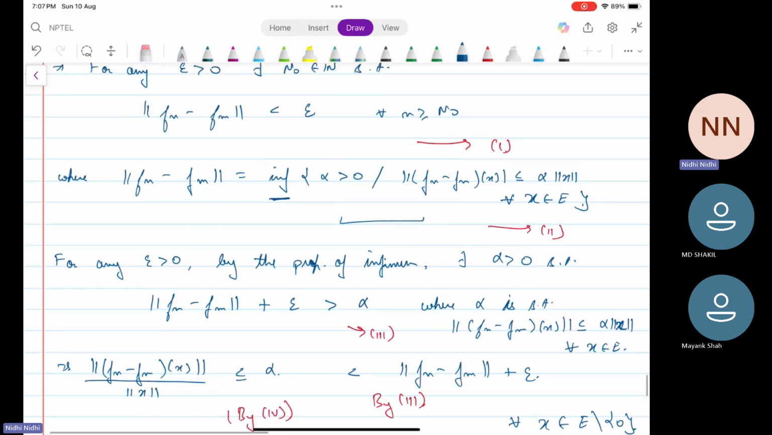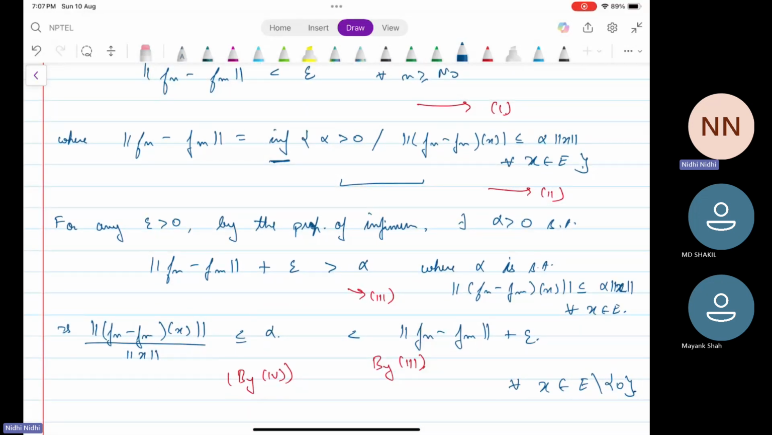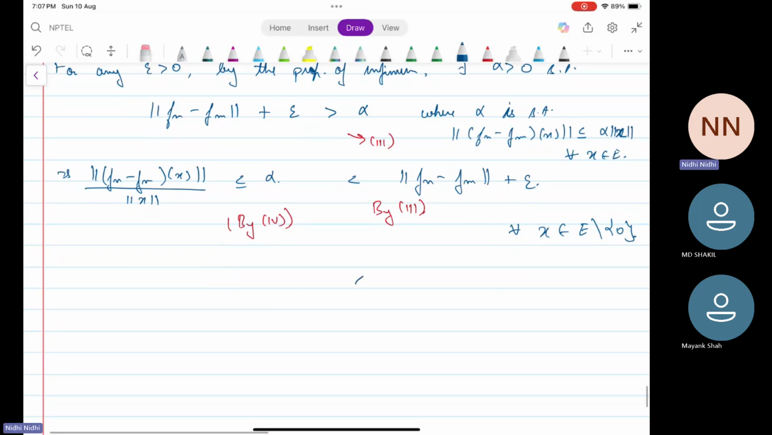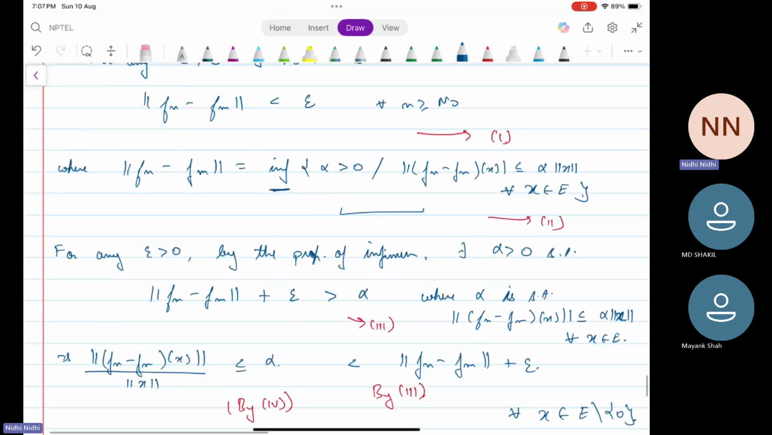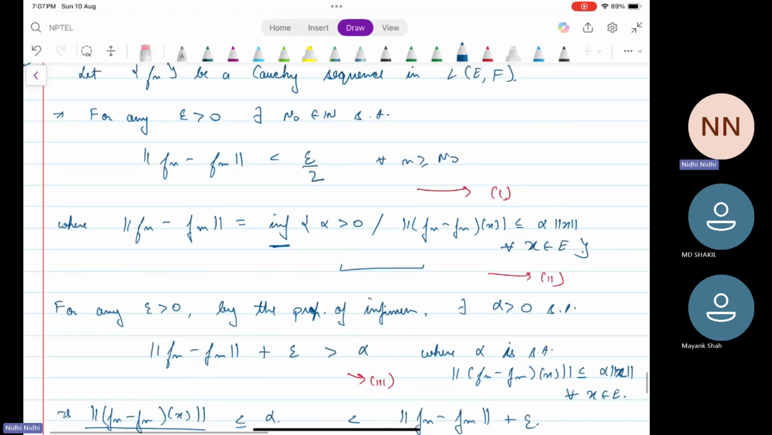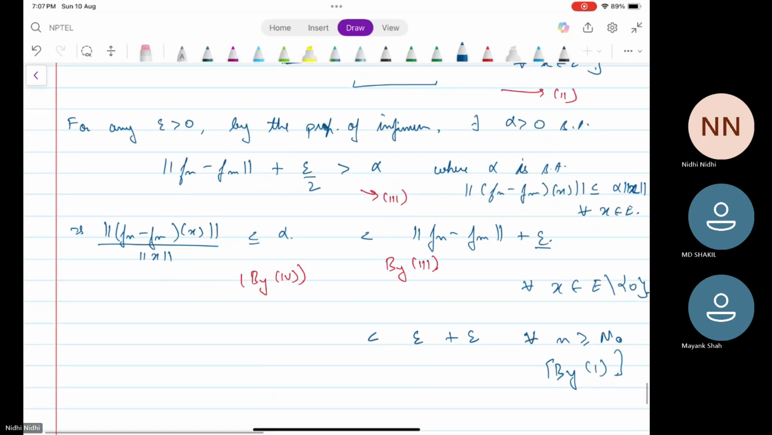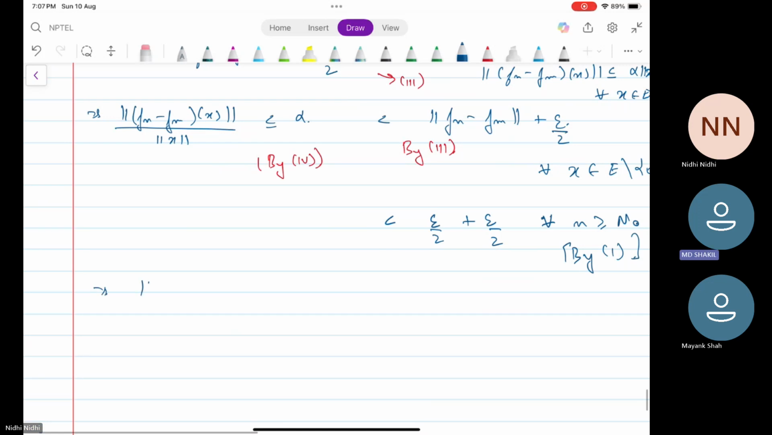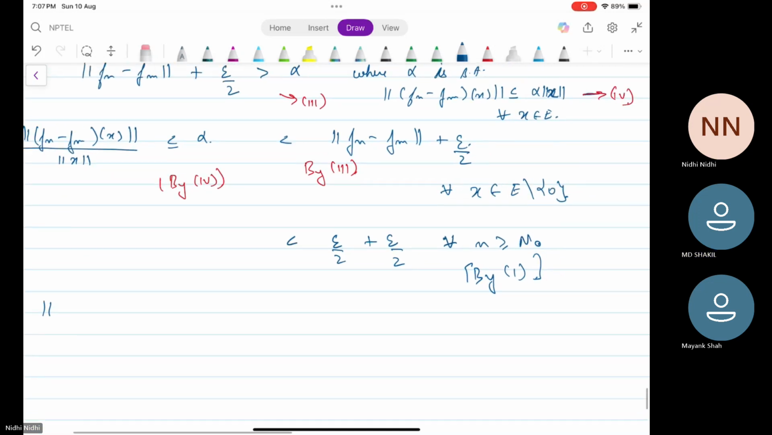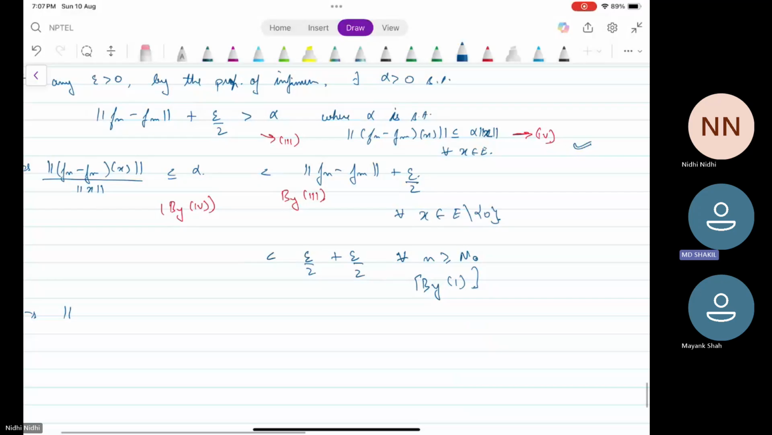Now, by first, we know that this norm Fn minus Fm is strictly less than epsilon, for every n greater than or equal to n naught. So instead of epsilon, I'll take epsilon by 2 everywhere: epsilon by 2, epsilon by 2. So we get the equation number 4, this one.